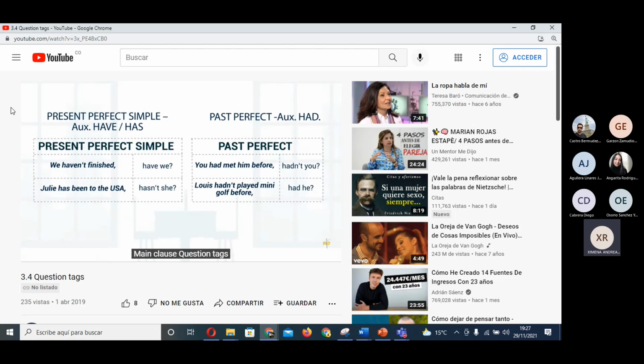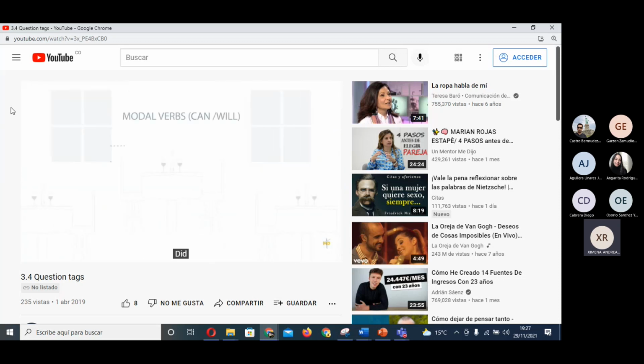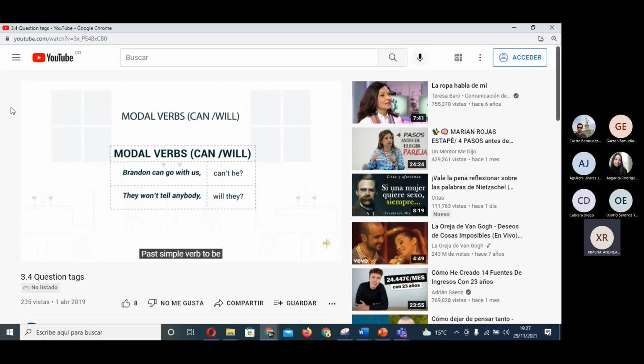Main clause, question tags, auxiliaries. Present simple, do, does. Present continuous, am, is, are. Past simple, did. Past simple verb to be, was, were. Past continuous, was, were. Present perfect simple, have, has. Past perfect, had. Future simple, will. Modal verb can.